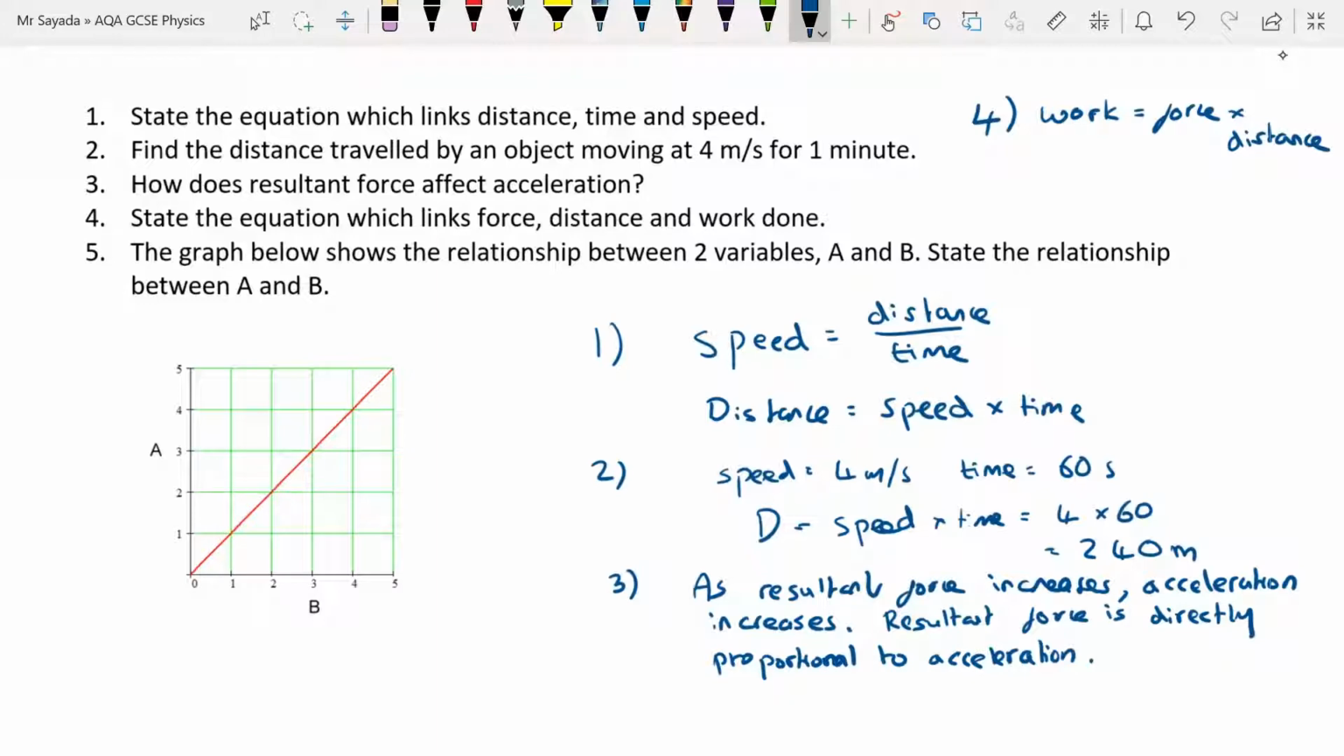And finally, the relationship in graph between A and B here is a directly proportional relationship. And there's 2 ways that we can tell it's directly proportional. What are the 2 things that tell us that this is a directly proportional relationship? So look at the graph. What are the 2 things that you can see on the graph that tell us that it's a directly proportional relationship? Say your answer to the video now.